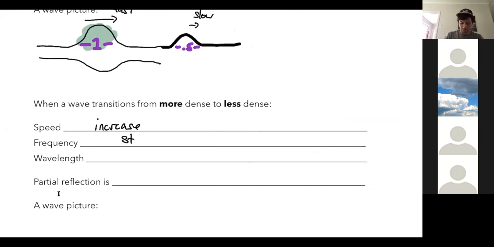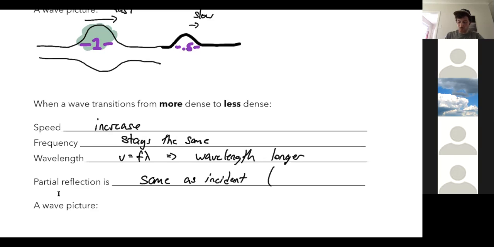Frequency still stays the same. You're not changing how fast your legs are moving, right? There's just nothing in your way. And the wavelength, again, following the same pattern of v equals frequency times lambda, right? Well, if the speed increases, that means that the wavelength must also increase. Wavelength is longer. And the partial reflection is the same as the start, as the incident wave.